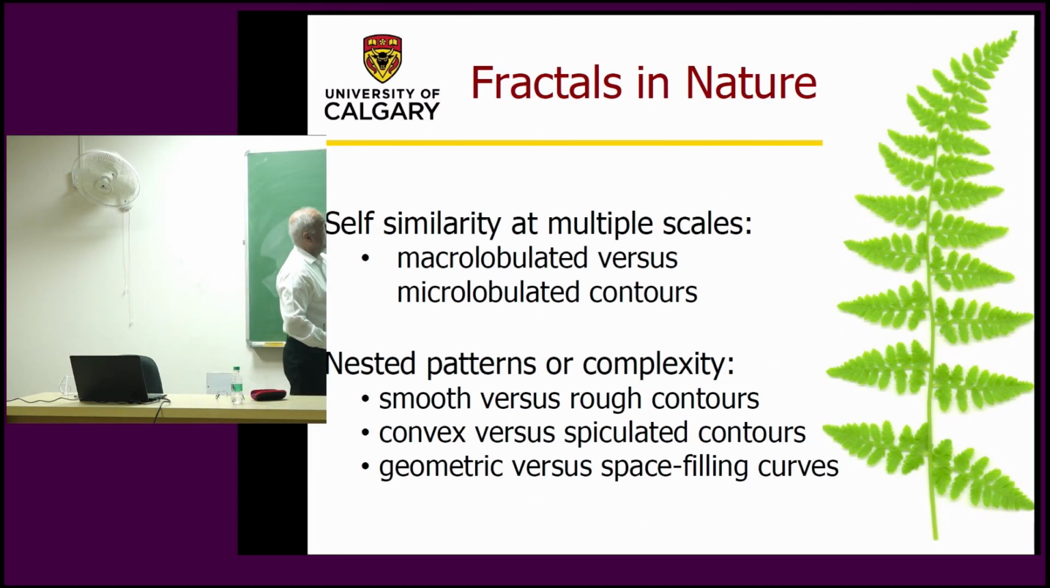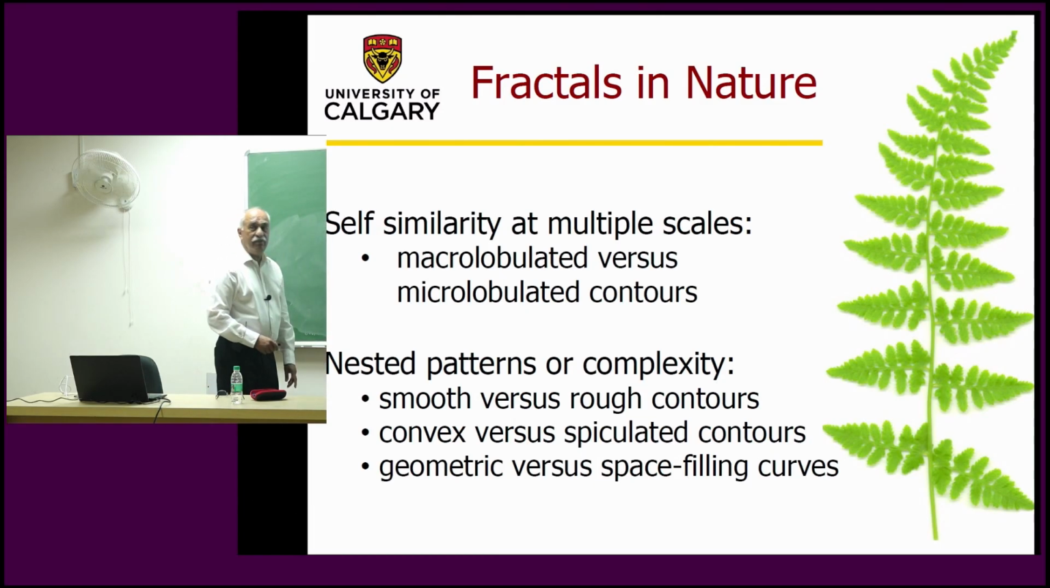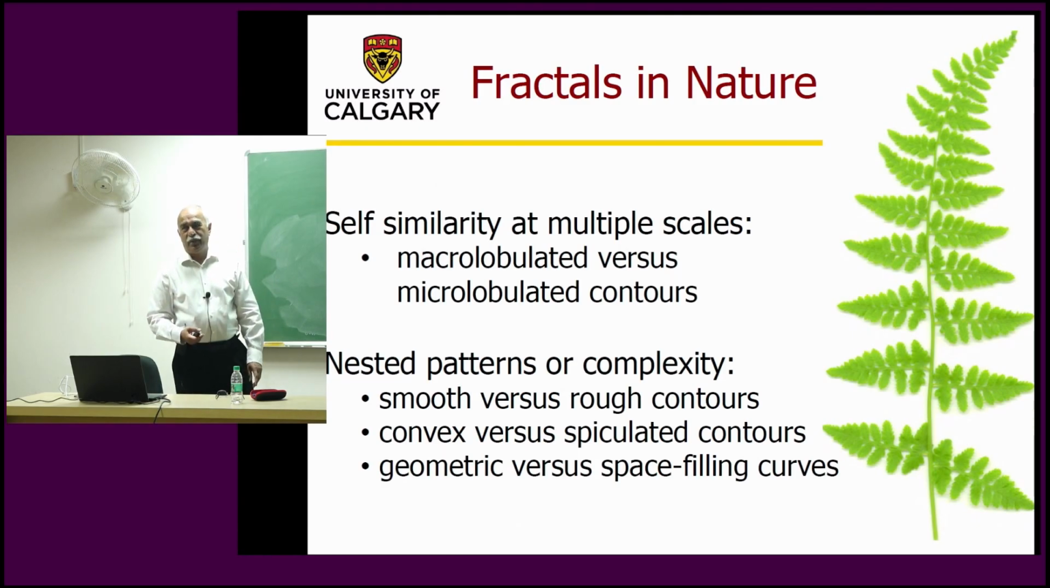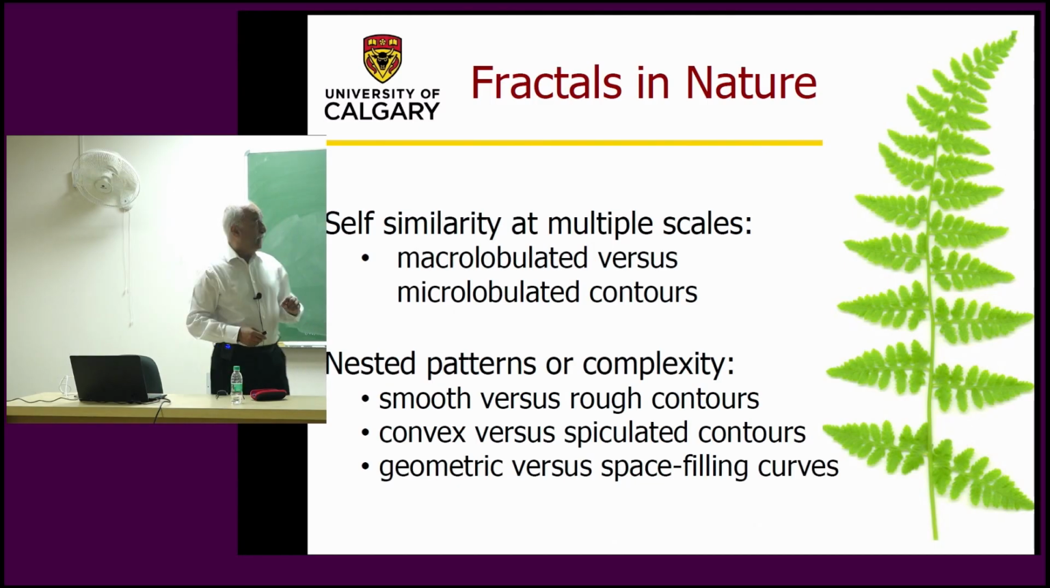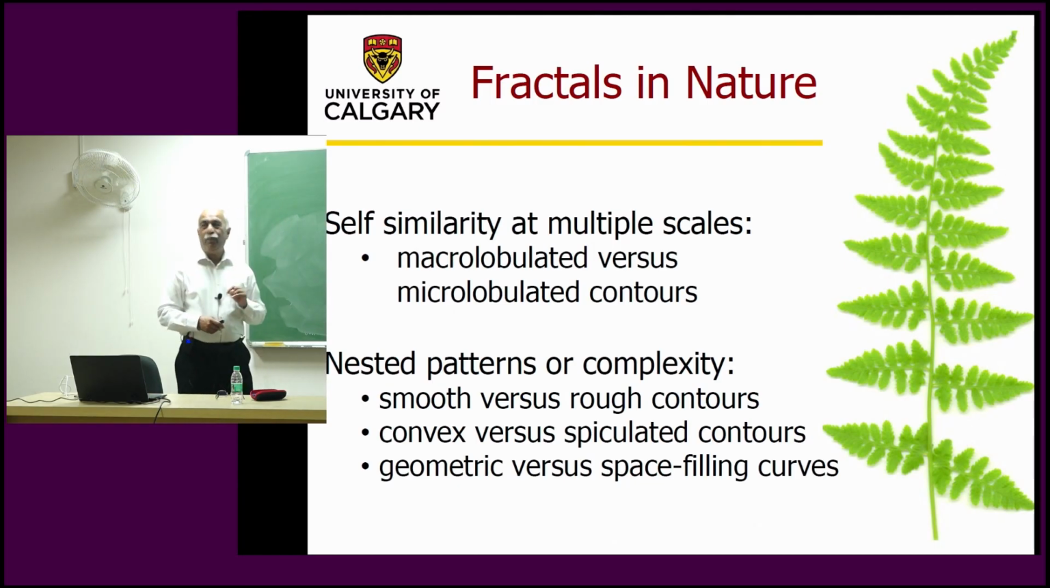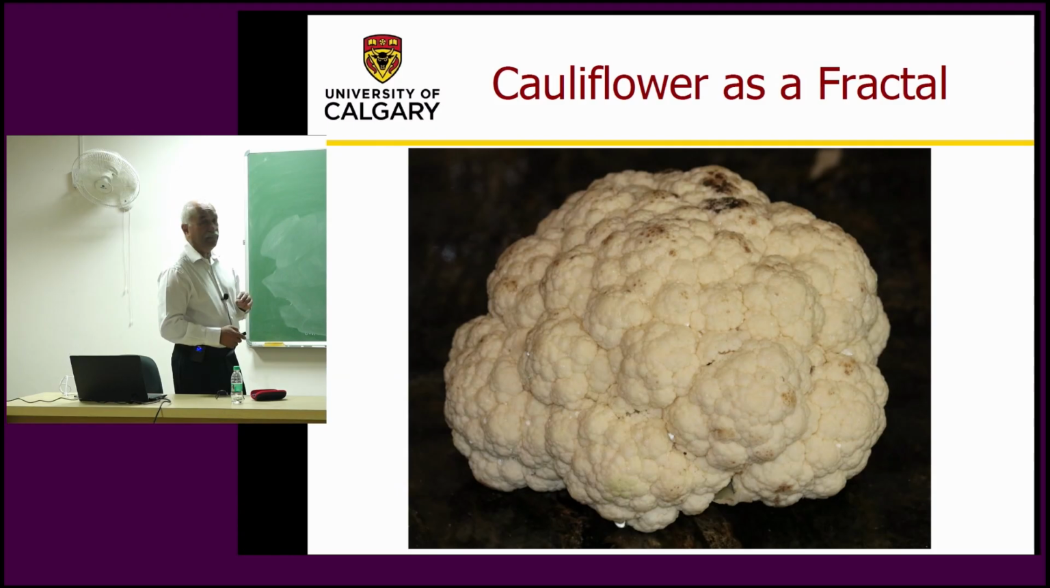What do we see in images? Macrolobulated versus microlobulated contours of tumors. That is self-similarity. Nested patterns are complexity of some kind. Smooth versus rough contours, convex versus spiculated contours, geometric versus space-filling curves. These are some kind of nested complexity. So these are two types or two views of fractals. Not always cauliflower, but cauliflower is a nice example.